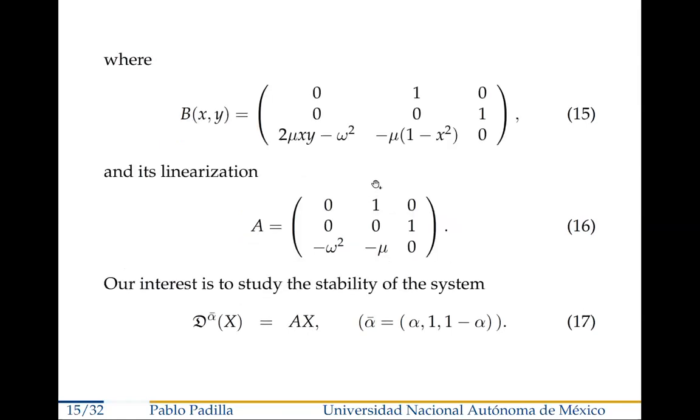So to be more explicit, B is this, and what we'll be considering now is the standard linearization process in order to study bifurcation when mu is a bifurcation parameter and it varies from negative to positive values.